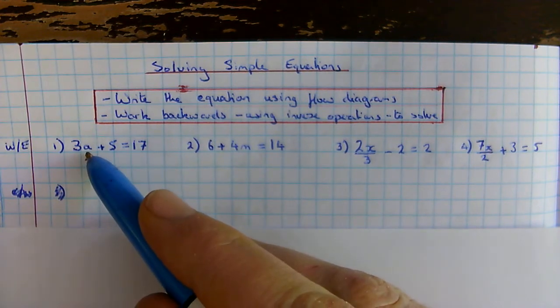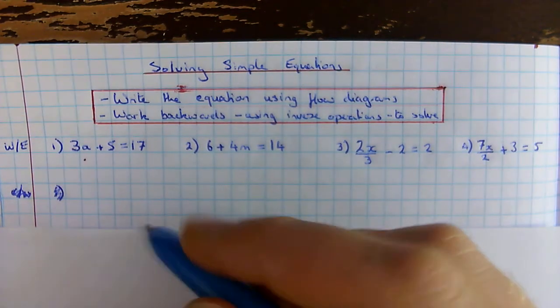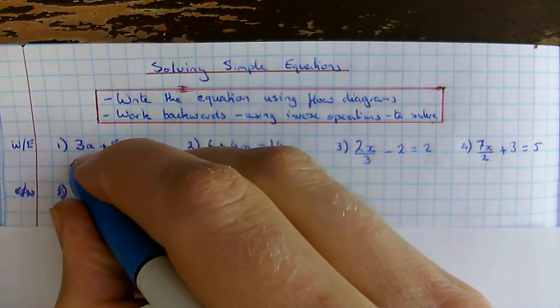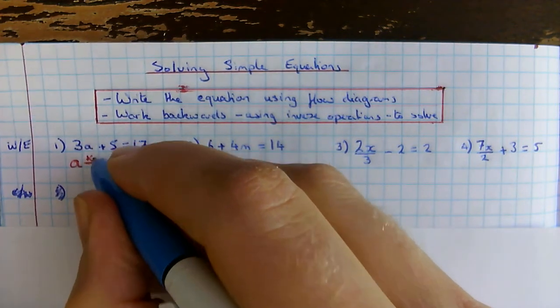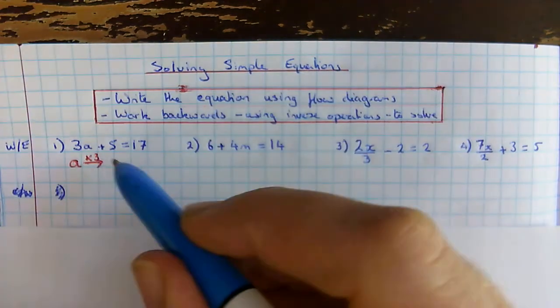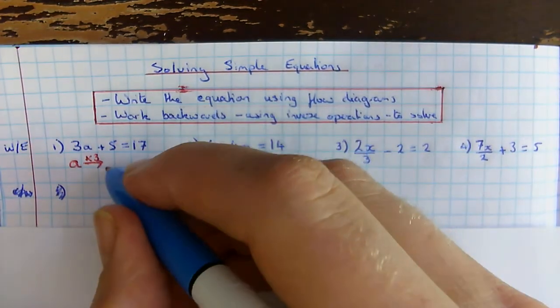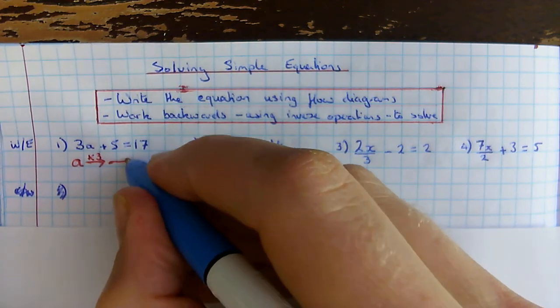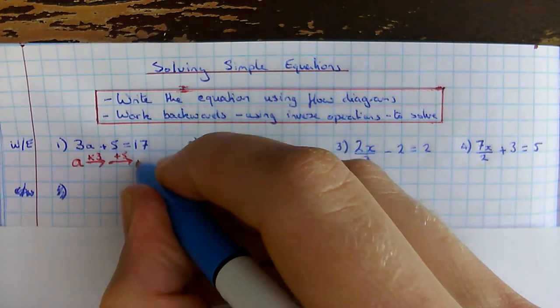It tells me that the first thing I've done to it is multiplied it by 3. That 3 in front tells me I'm timesing it by 3. So I'm going to draw myself a flow diagram which says a, times by 3, which is what I did to it here. And then, what have I done? Well, I've added 5. That would have given me the answer of 17.